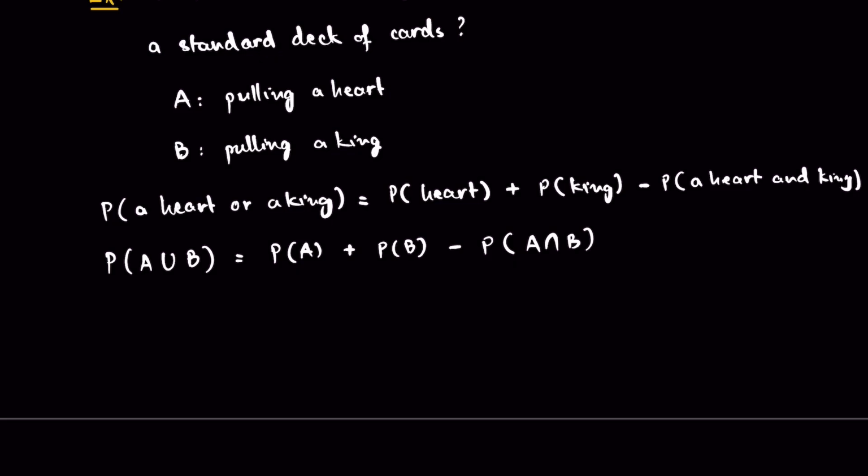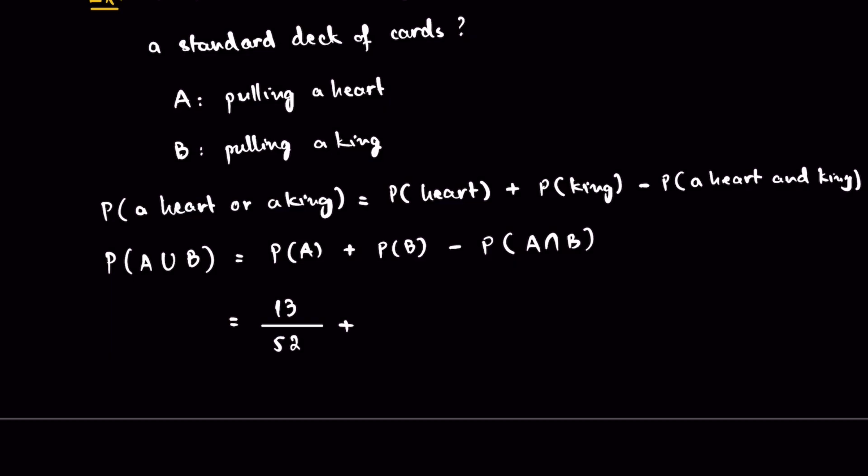There are 4 suits in a standard deck of cards: spade, club, diamond, and heart. For each suit, you have 13 cards. So the probability of getting a heart is going to be 13 divided by 52. The numerator is the number of desirable outcomes of getting a heart, right? And the denominator is the number of total possible outcomes. In this case, the standard deck of cards has 52 cards. So the probability of getting a heart is 13 out of 52.